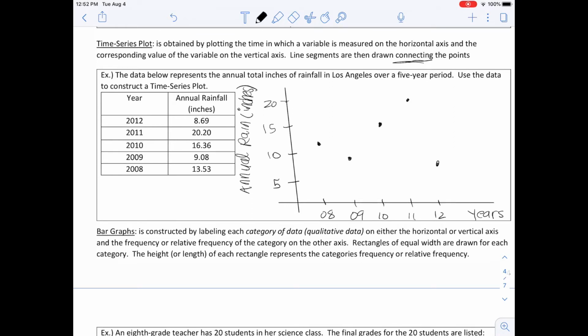From here, we're going to connect these in order with straight lines. Do the best you can. And this is our time series plot. Again, check to make sure that your axes are labeled.